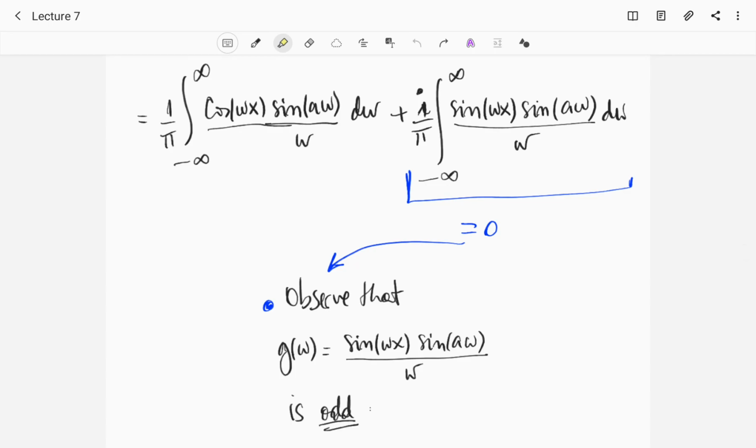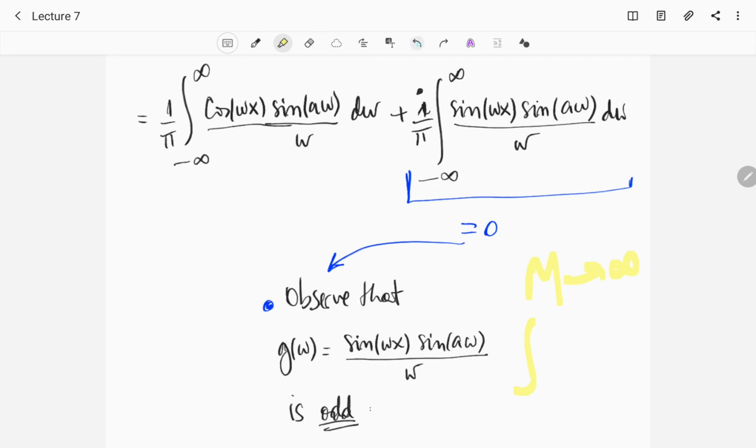Okay, and now we can observe that this is equal to 0. Why? If we call g of omega this function here, it turns out to be an odd function, and we are integrating between minus infinity and infinity, which is, remember, the limit of m going to infinity of the proper integrals between minus m and m of the functions that we have inside.